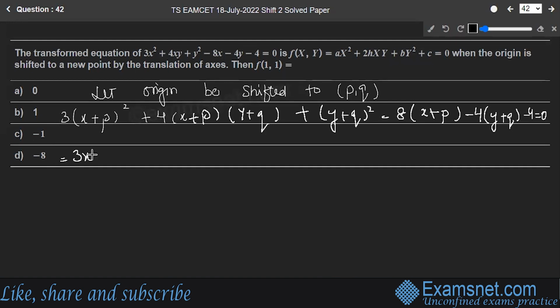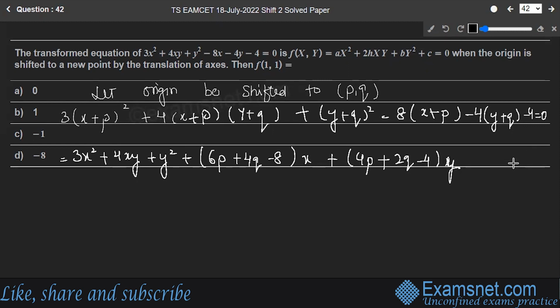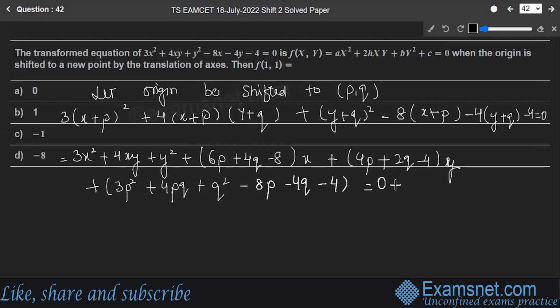This gives you 3x square plus 4xy plus y square plus (6p plus 4q) minus 8x plus (4p plus 2q) minus 4y plus 3p square plus 4pq plus q square minus 8p minus 4q minus 4 is equal to 0.